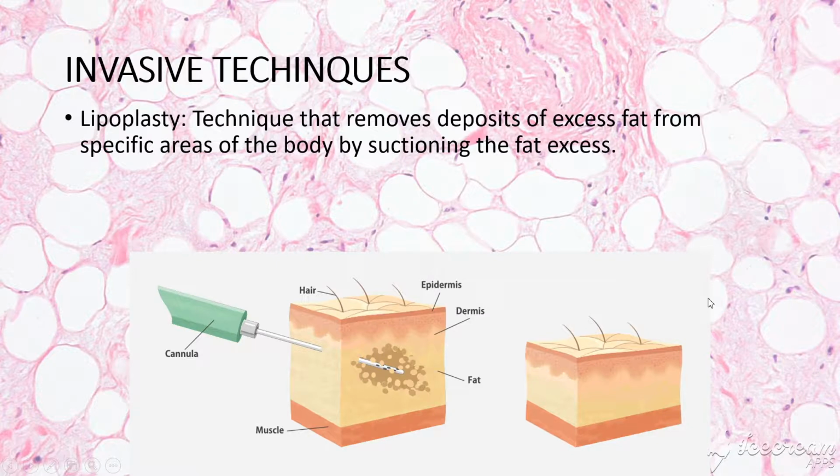Invasive techniques. As I previously commented, the most extended invasive technique for fat removal is lipoplasty. Lipoplasty is a technique that removes deposits of excess fat from specific areas of the body by inserting a cannula through one or more tiny incisions. This cannula first releases a tumescent anesthetic mixture that reduces the aggregation between the lipocytes and protects the surrounding tissues. Then the fat is suctioned.